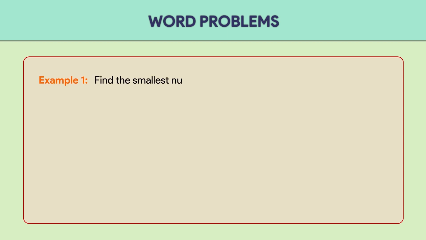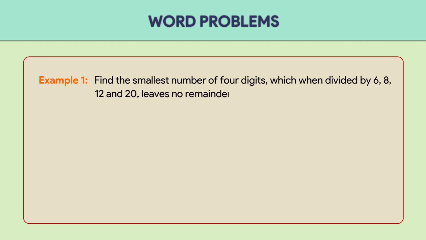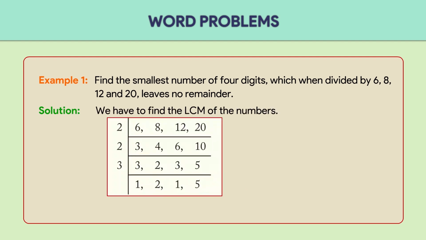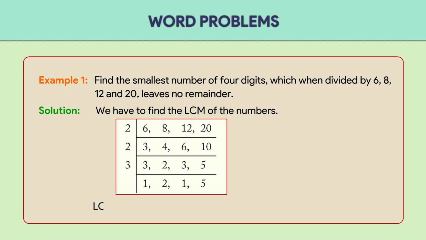Word problems. Example 1. Find the smallest number of 4 digits, which when divided by 6, 8, 12 and 20, leaves no remainder. Solution. We have to find the LCM of the numbers. LCM is equal to 2 times 2 times 3 times 1 times 2 times 1 times 5 is equal to 120.